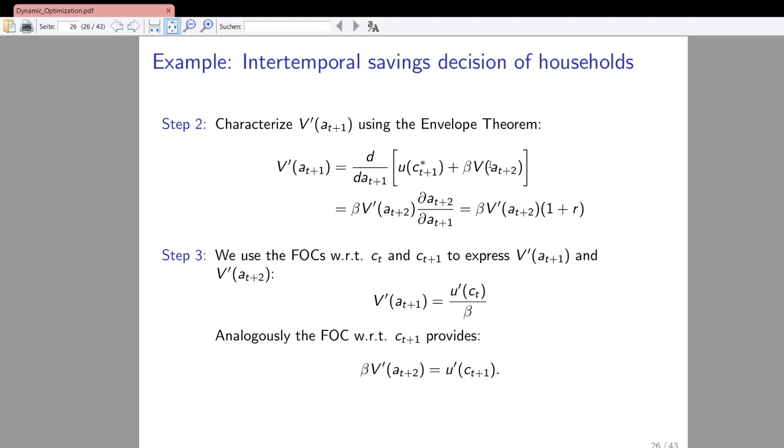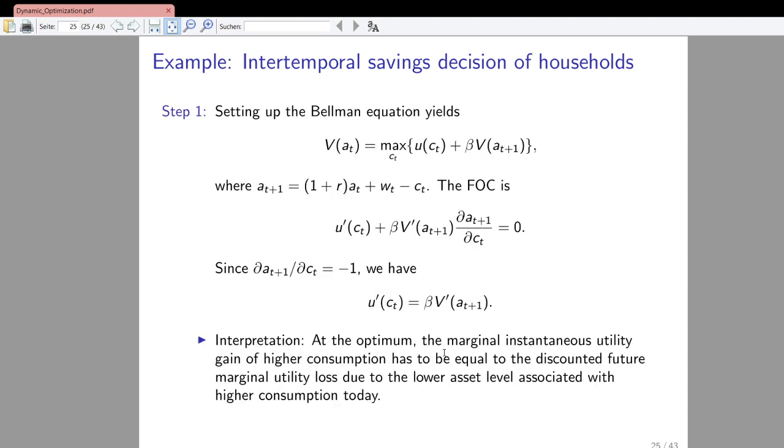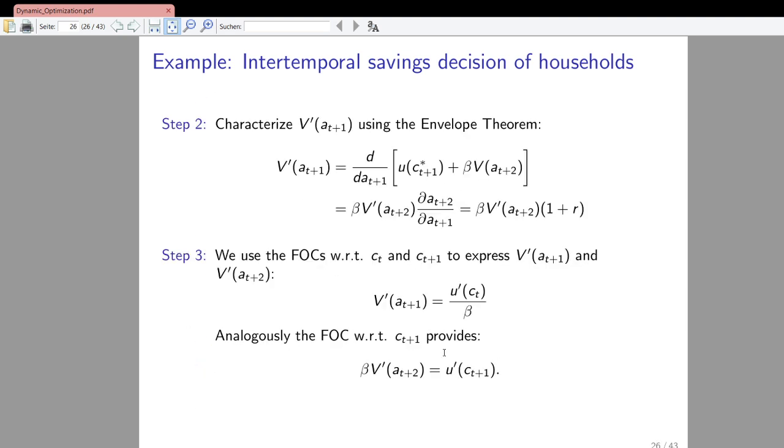And here we have beta times the value function given assets at period t plus 2. So here we have beta times the derivative of the value function with respect to assets at time t plus 2, and assets at time t plus 2 depend on assets at time t plus 1. So we have to take the partial derivative of assets at time t plus 2 with respect to assets at time t plus 1. And here we know already from the asset accumulation equation that this derivative is equal to 1 plus r basically, and we use this fact here.